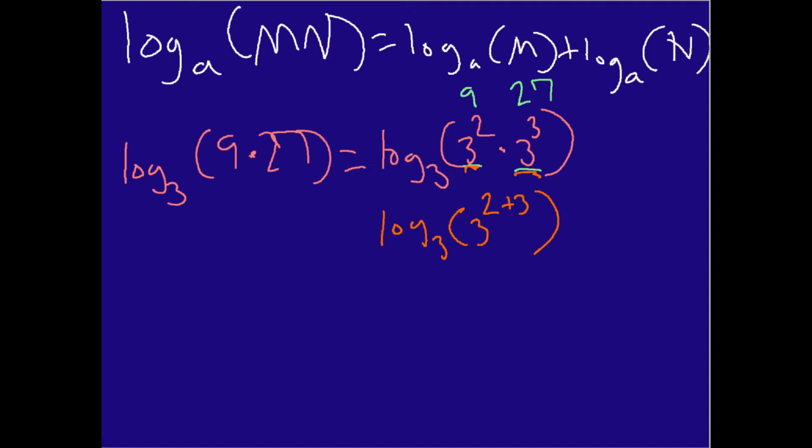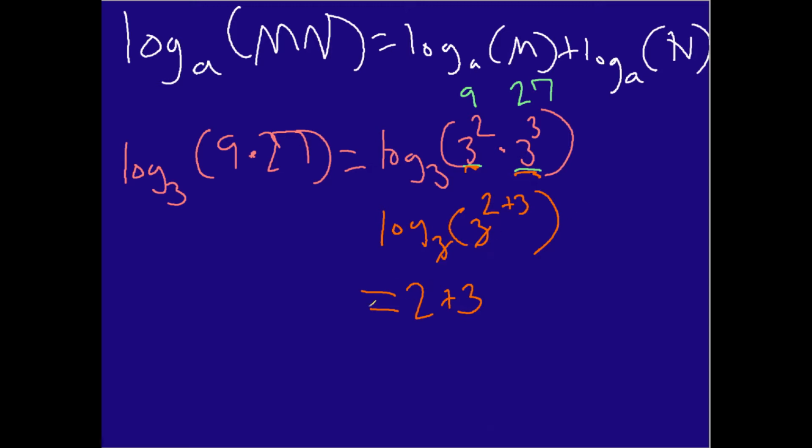Now, here's something else that you may have noticed. Because we have the same base here and the same number here, we can remove these, and we're essentially left with the following: 2 plus 3. That's what we're left with. And so now this is what we can do.